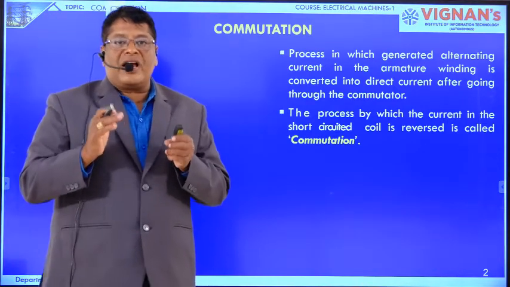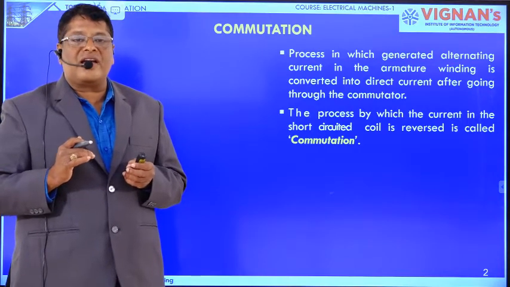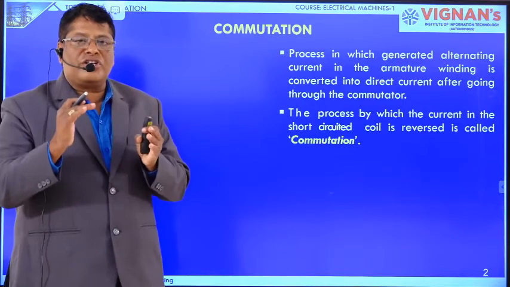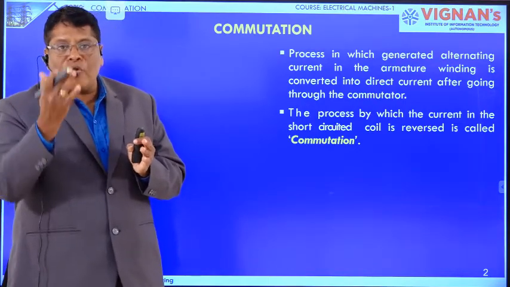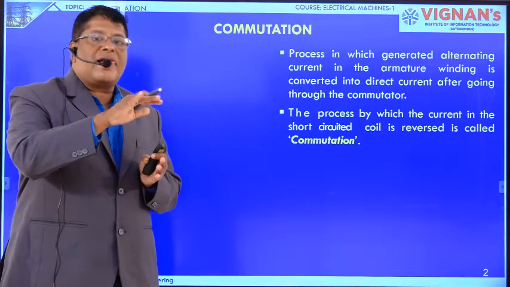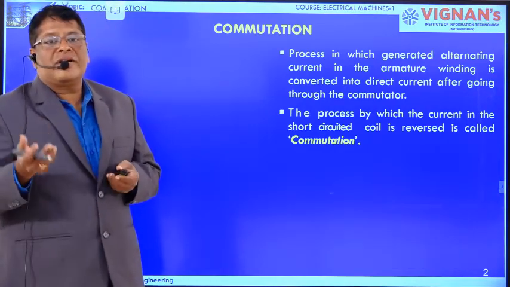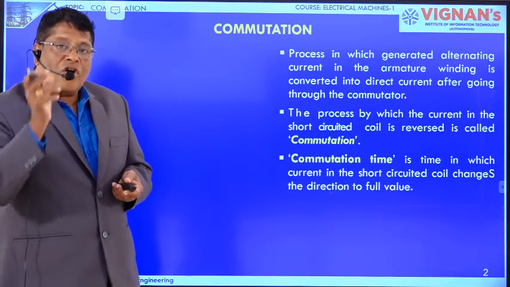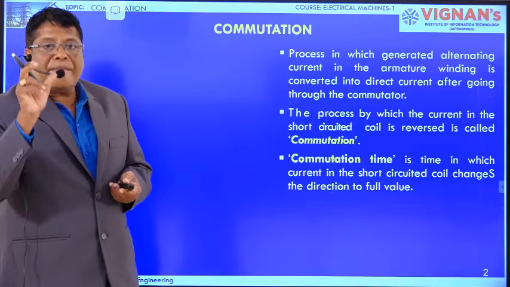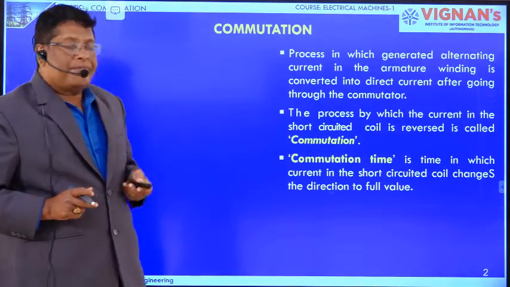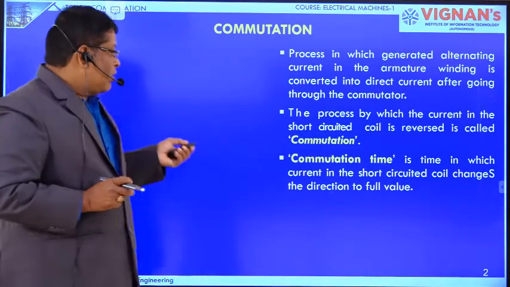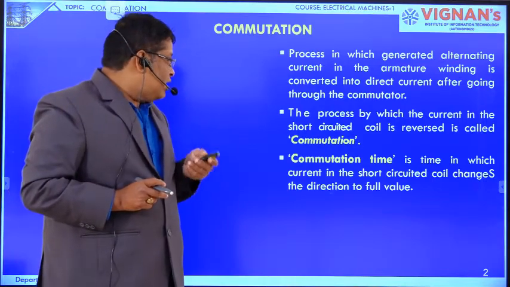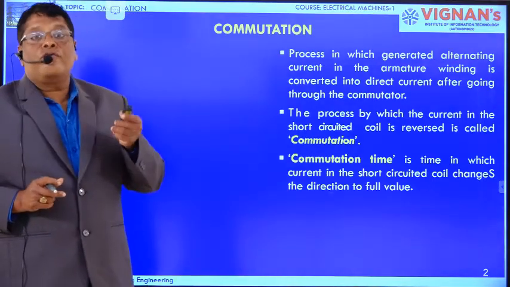When the coil comes under the brush axis, the coil is short circuited. Whenever it is short circuited, the current through the short circuited coil changes from the positive value to the same negative value. That is nothing but commutation. The time in which commutation takes place is the commutation time. The commutation time is the time in which current in the short circuited coil changes direction to the full value.